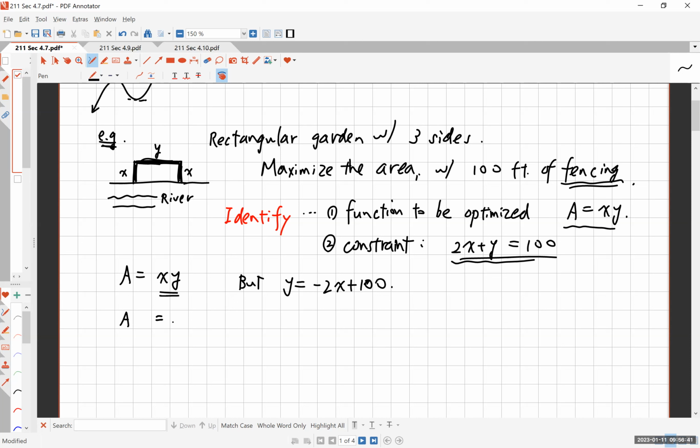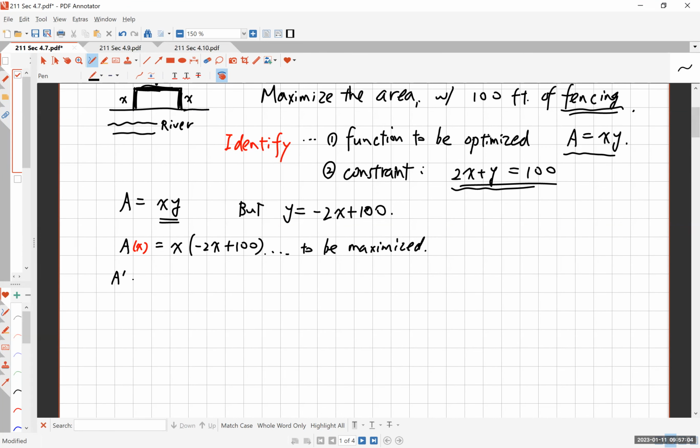And when you do this, now watch, A becomes x times this new y. So this is completely now a function of x. So I'm going to write A of x, the function to be maximized. So I have used the constraint. This is pretty much all the information I am given. So now we take the derivative of A. You can write this as dA/dx or A prime of x.